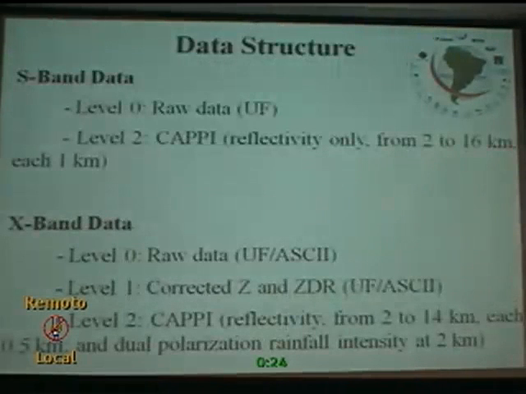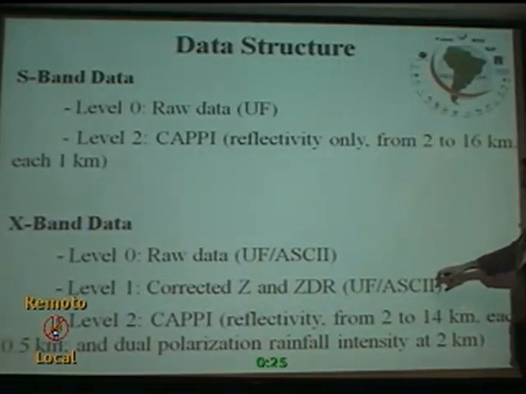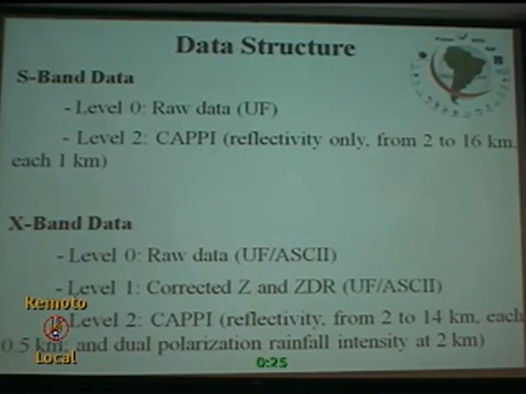I already said this, but just as a comment, Morales found some problems in level 1 and level 0, the universal format for the RHIs. So I will replace them next week. There were some errors in the codification. And we have a copy from 2 to 14 kilometers, each 500 meters, for the X-band. And we have a copy from 2 to 16 kilometers, each 1 kilometer, for the S-band radar.